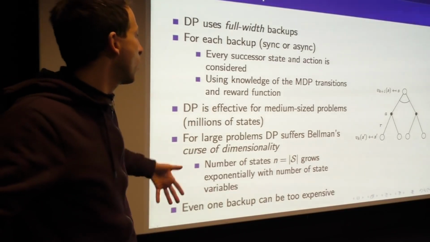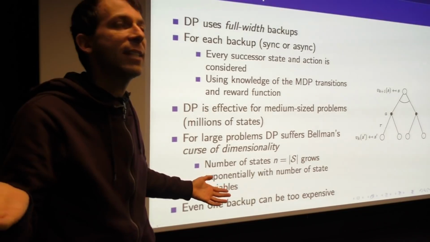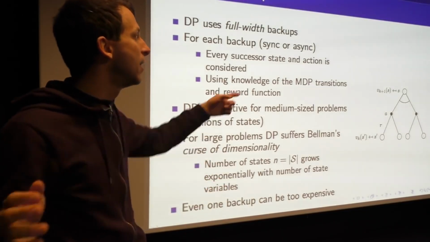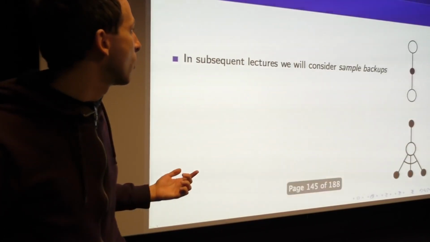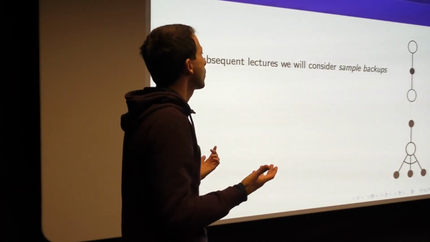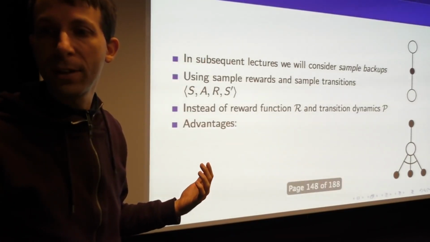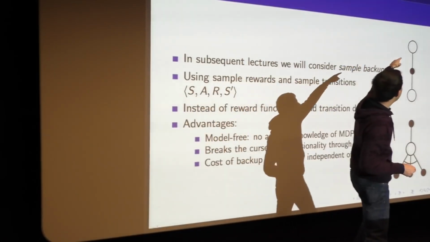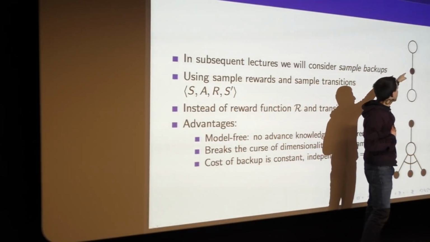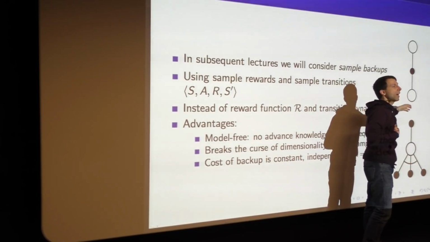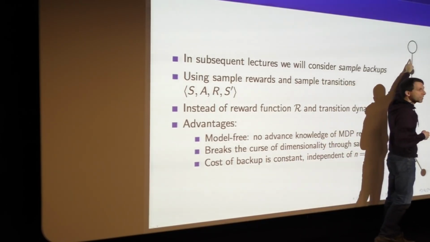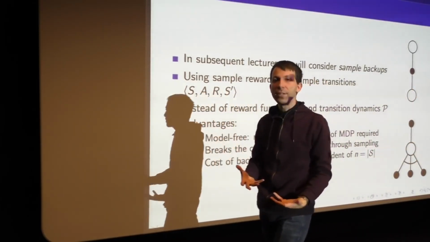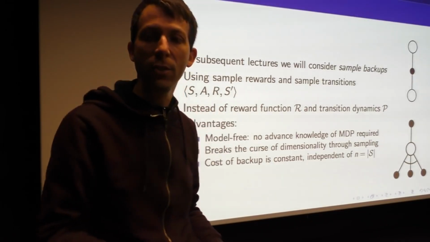And in cases where even one backup is too expensive, we're going to talk about problems later with 10 to the 170 states, you can't even do one iteration of dynamic programming. You can't even do one backup. You can't even compute this for one state. So what do you do? You sample. In subsequent lectures, we'll consider sample backups that look like this. We're going to start in a state, sample one action according to our policy, and sample one transition according to our dynamics. And we're just going to do a backup based on that one sample instead of the full branching factor. That's going to give us a lot more efficiency. It's going to break the curse of dimensionality through sampling.